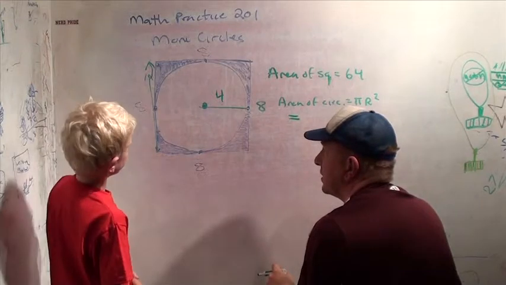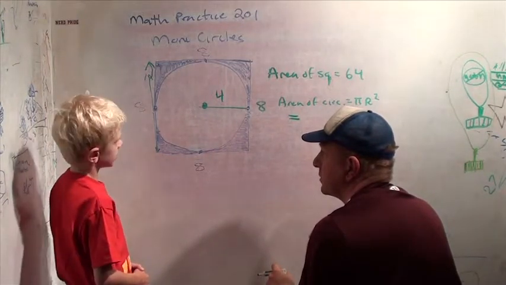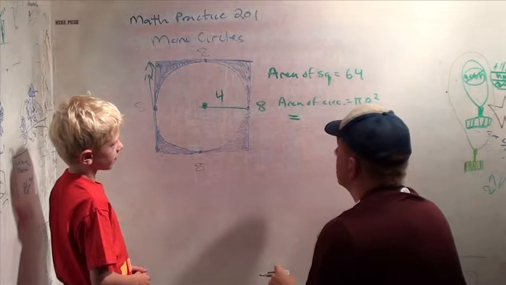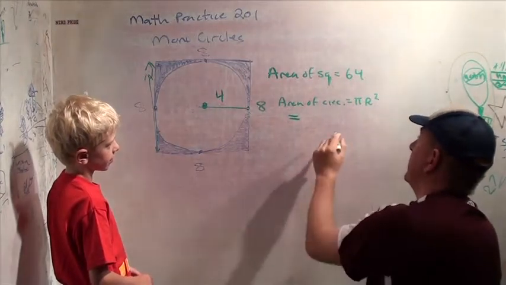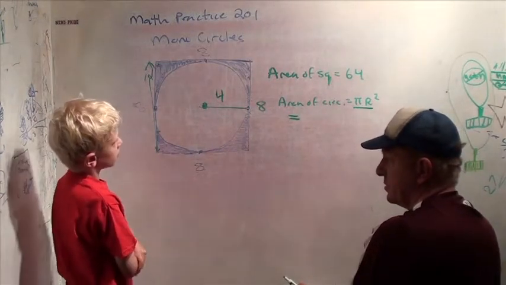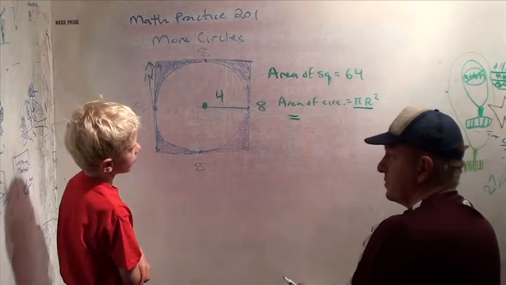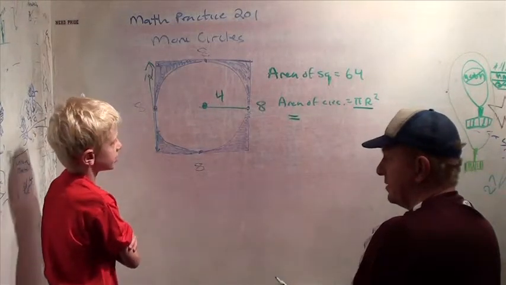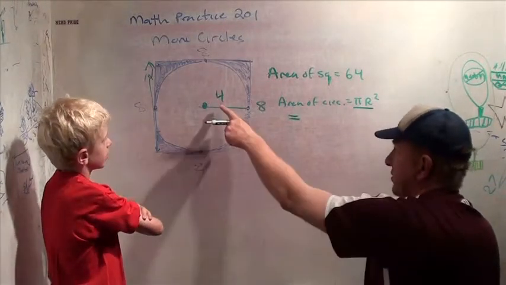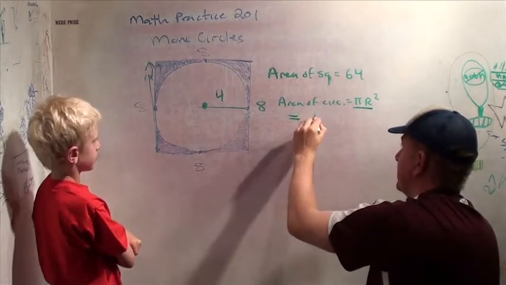Well, we have to do 4 times 64. Remember, here's our formula for the area of the circle. Pi times the radius squared. You have to square the radius. The radius is 4, so what's 4 squared? 16. Okay, so the area is 16 pi.